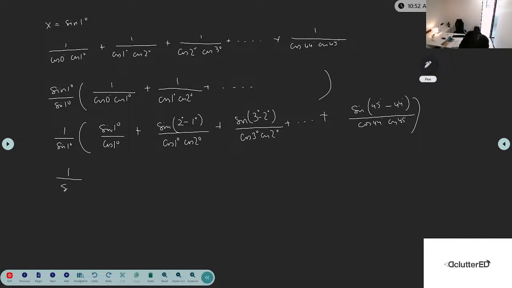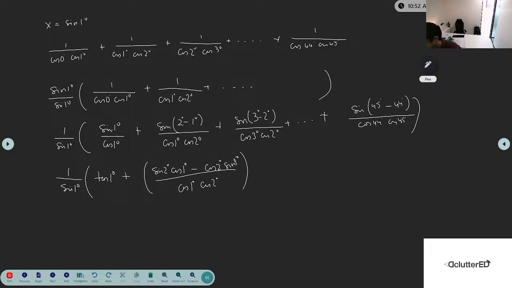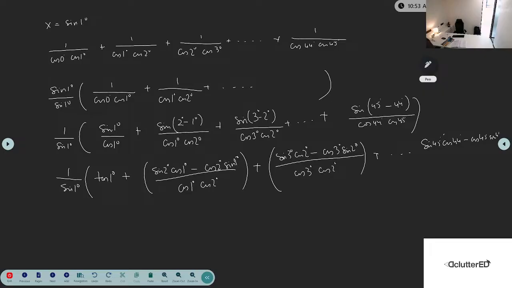So this will be 1 by sine 1 degrees into tan 1 degrees plus sine 2 degrees cos 1 degrees minus cos 2 degrees sine 1 degrees divided by cos 1 degrees cos 2 degrees plus sine 3 degrees cos 2 degrees minus cos 3 degrees sine 2 degrees divided by cos 3 degrees cos 2 degrees plus so on, and the last term is going to be sine 45 degrees cos 44 degrees minus cos 45 degrees sine 44 degrees divided by cos 44 degrees cos 45 degrees.